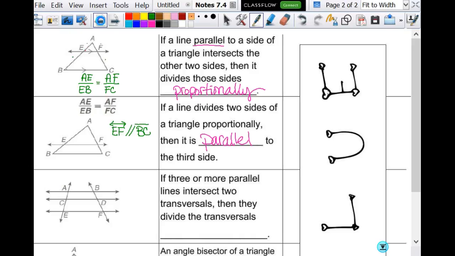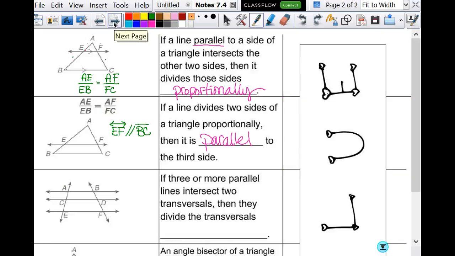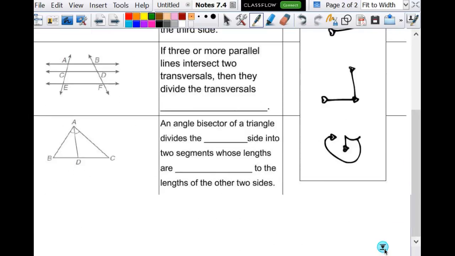All right, so then the next thing we have is the two transversal proportionality. Now we've had a lot of pictures where we've had more than one transversal, but remember we only look at one transversal at a time. So here it says if three or more parallel lines intersect two transversals, then they divide the transversals proportionally. All this is about proportions. So I've got these lines. They don't actually tell me that they're parallel, but they should in order for this to make sense.